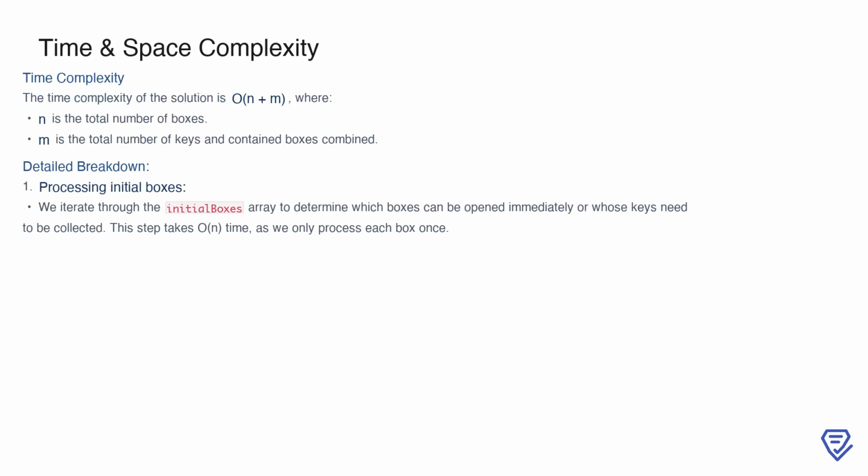The time complexity of this solution is determined by the total number of boxes and the total number of keys and contained boxes. Specifically, it's O(n + m), where n is the number of boxes, and m represents the sum of all keys and contained boxes. To understand this, consider that we first process the initial boxes. In this step, we iterate through the initial boxes array once to determine which boxes can be opened immediately or require keys to unlock. Since we only examine each box once during this phase, this operation takes O(n) time.